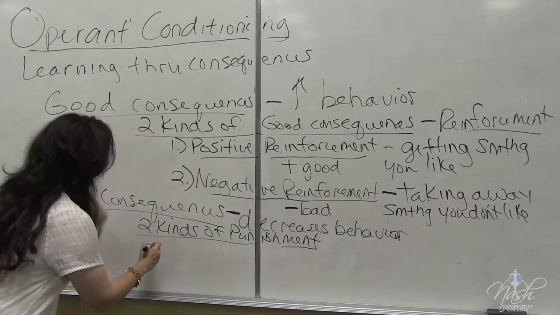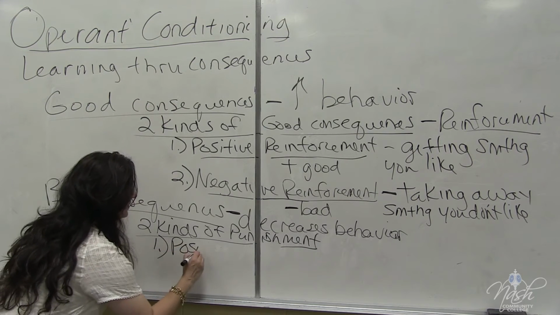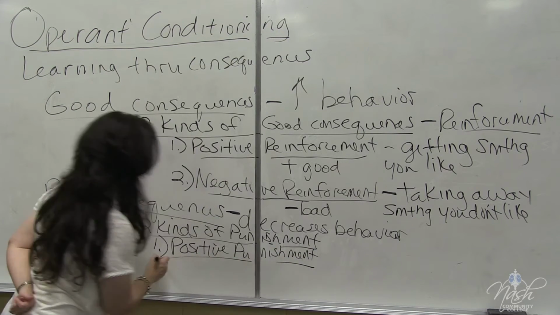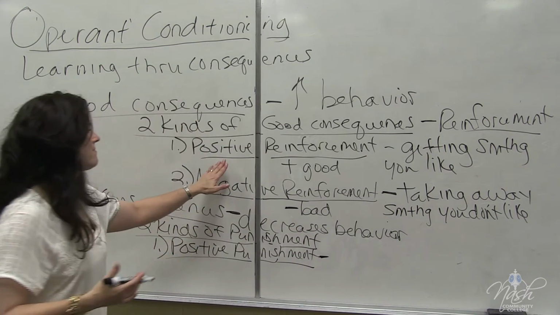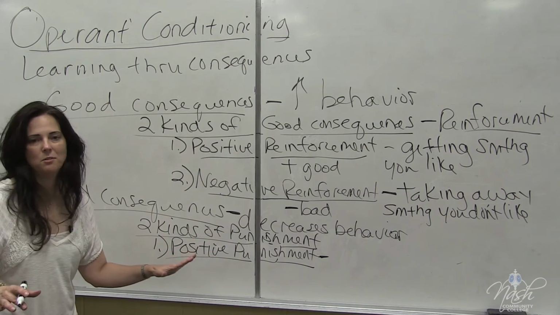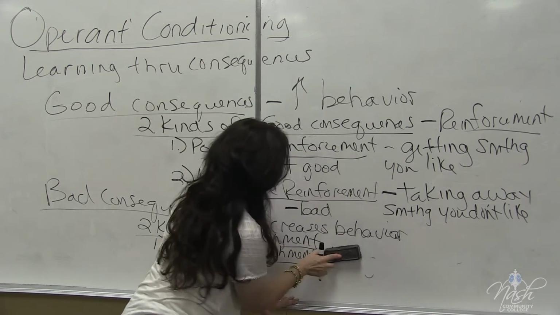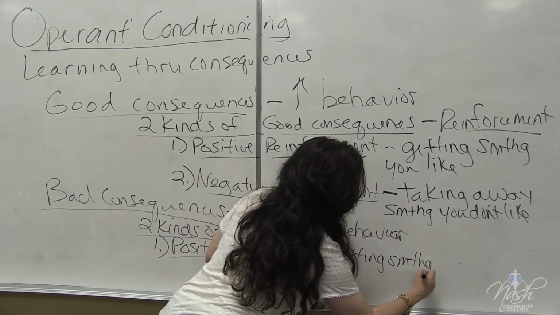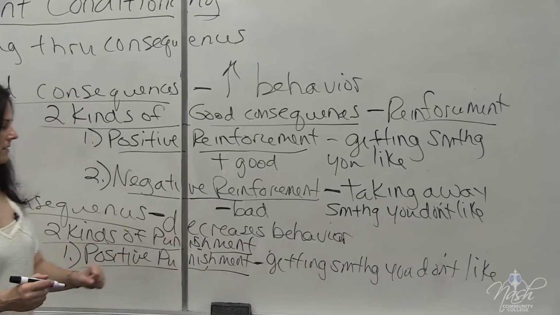Two kinds of punishment. The first one, what do you think it is? Positive punishment. What the heck? Oh, jeez. That screws our mind, doesn't it? Positive punishment. What could this be? It means the same thing as the word positive here. You're having something added to your life, but what we're adding to your life is bad. Let's write it in the same words. Getting something bad. Getting something you don't like.